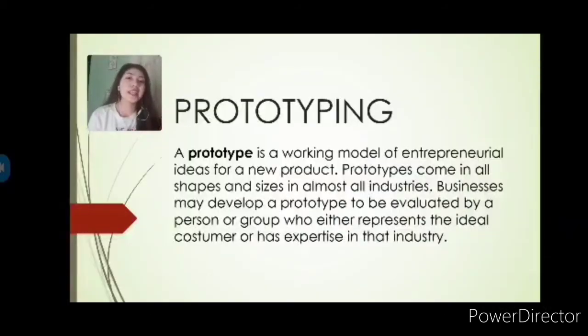So hello guys, we are now on prototyping. So what is prototyping? A prototype is a working model of entrepreneurial ideas for a new product. Prototypes come in all shapes and sizes in almost all industries. Businesses may develop a prototype to be evaluated by a person or group who either represents the ideal customer or has expertise in that industry.